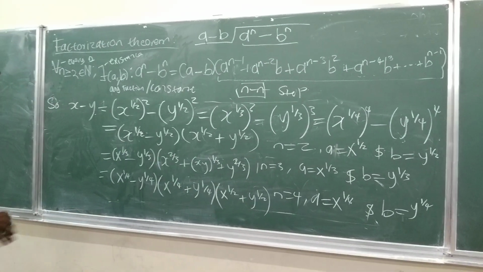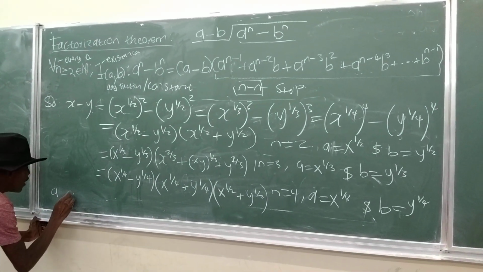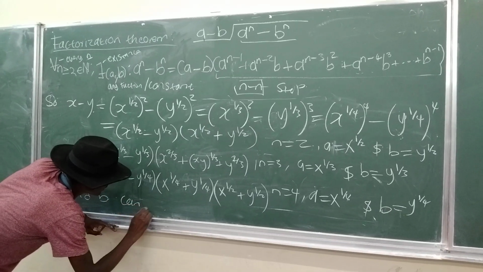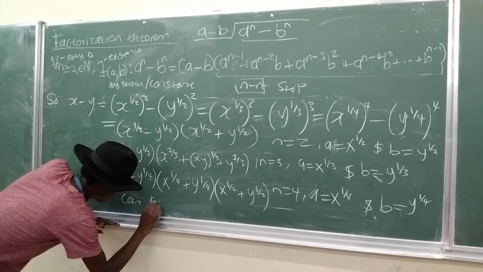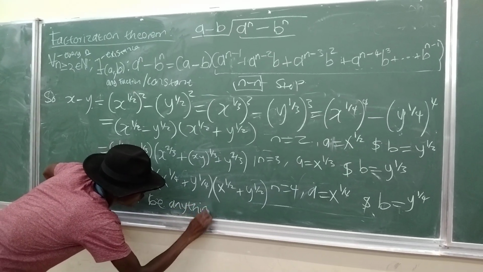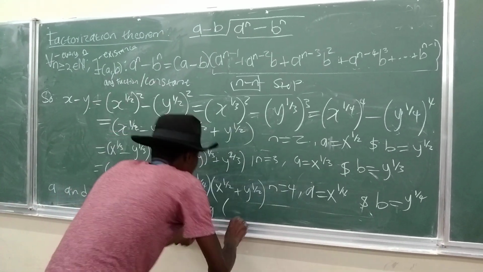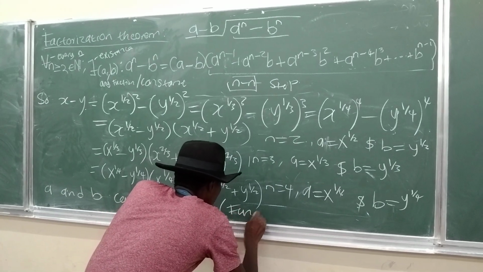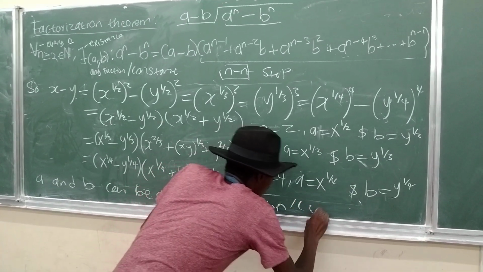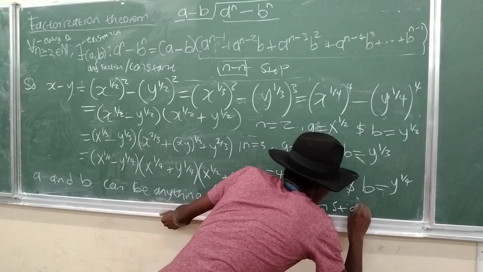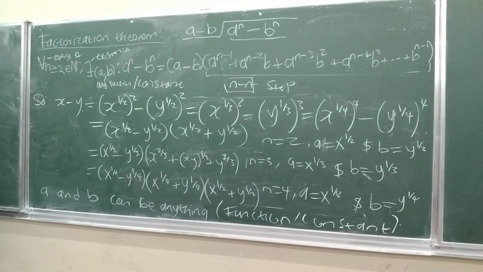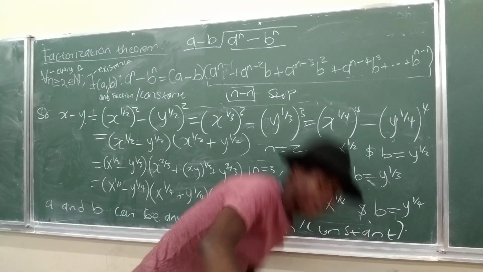So you see that a and b can be anything. When I mean anything, it's either a function or a constant. That's what I mean. So you get an idea. So let's verify.